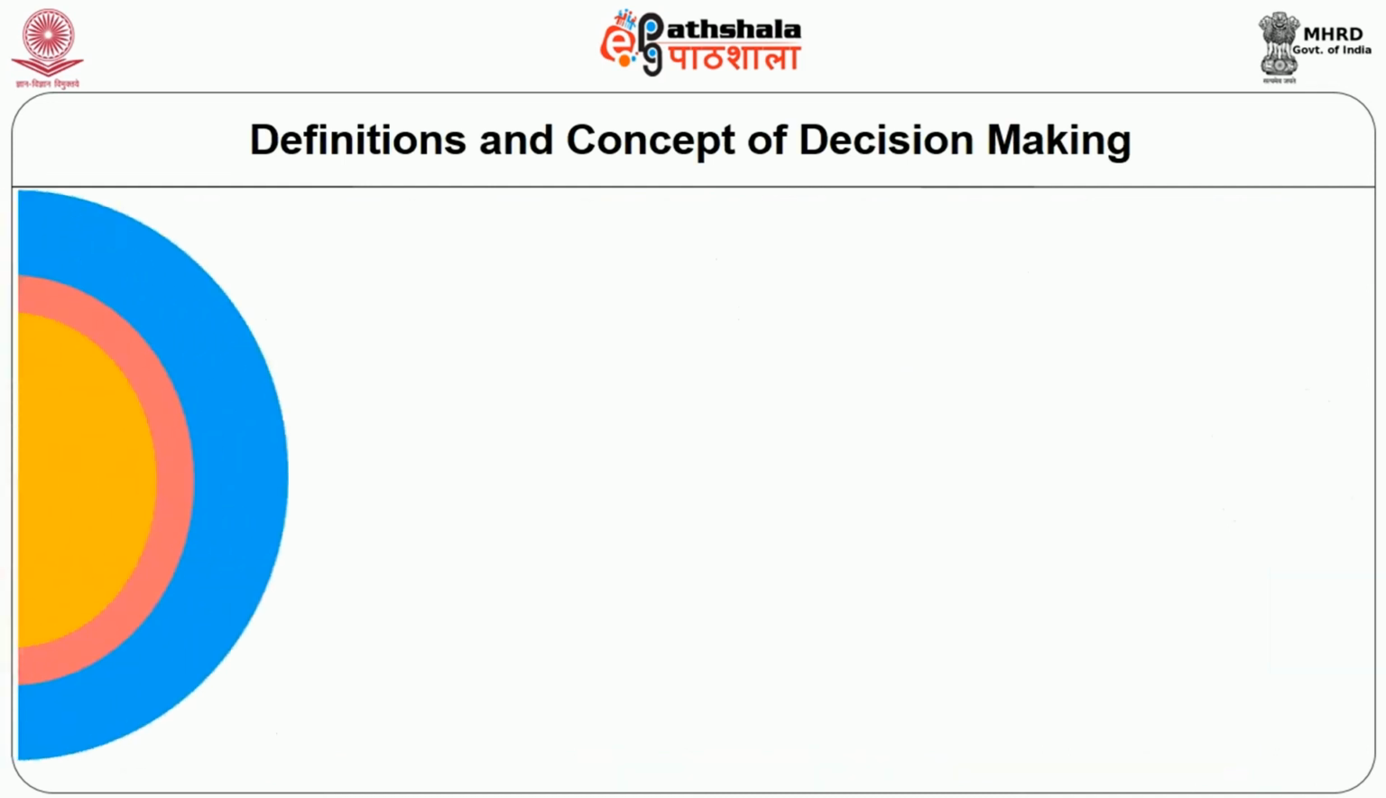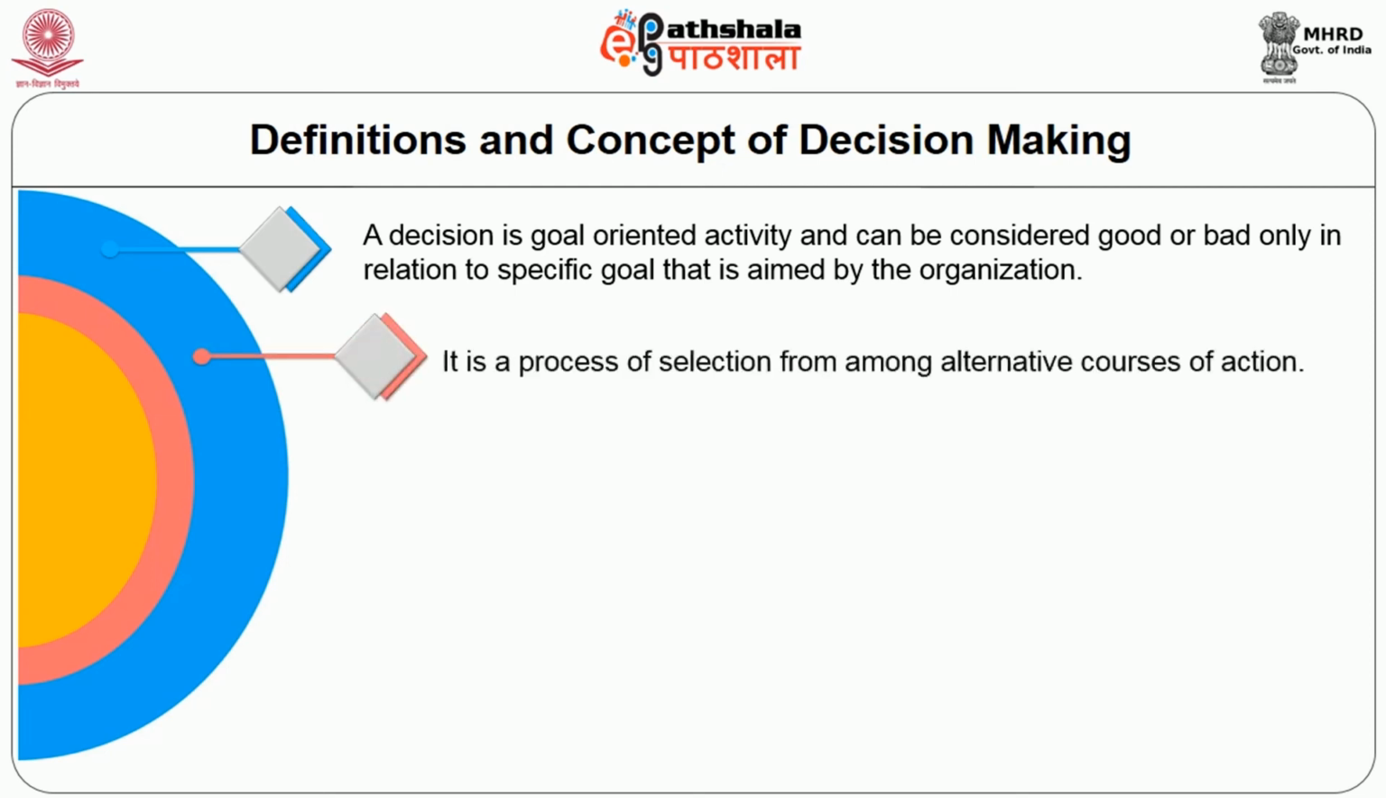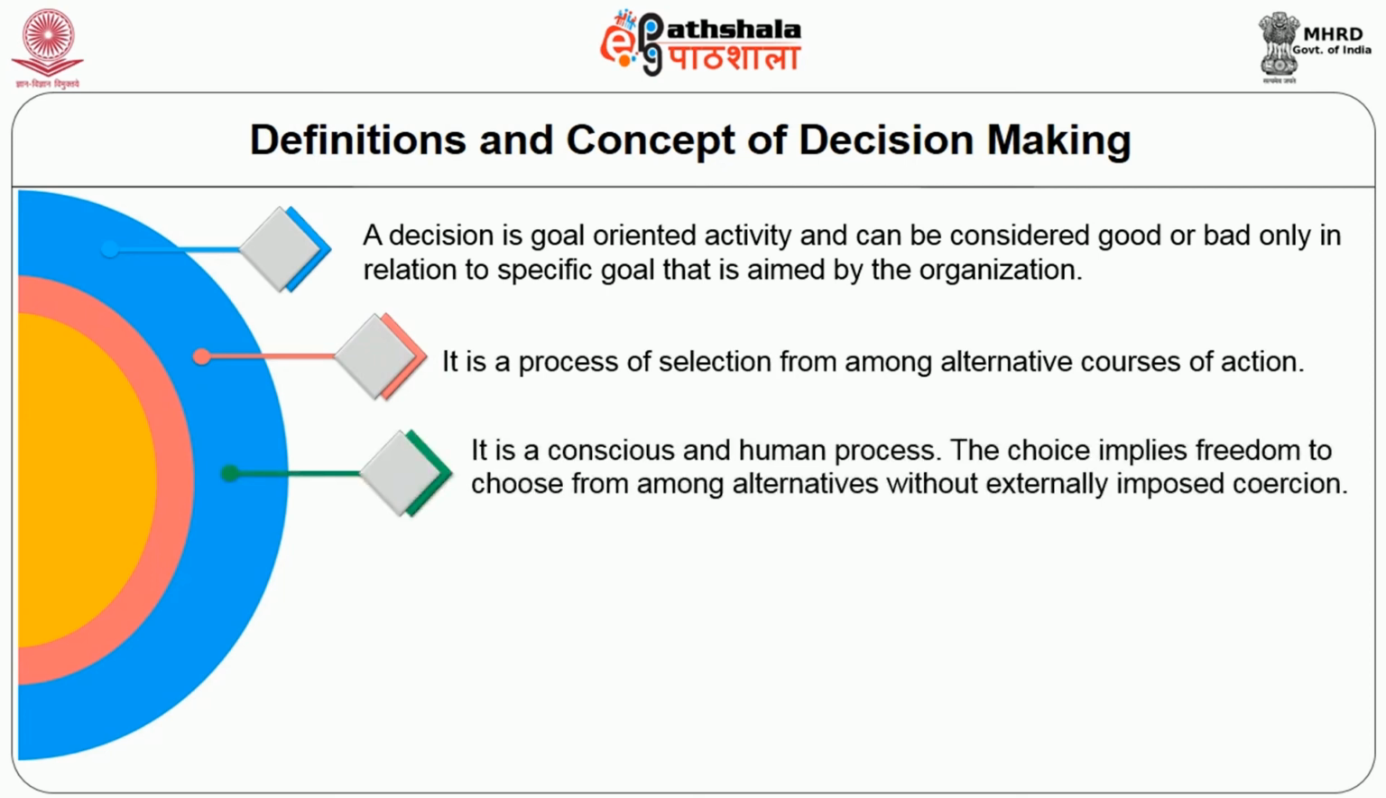From many definitions, I could reveal certain characteristics of decision making. Decision making is a goal-oriented activity and can be considered good or bad only in relation to the specific goal that is aimed at by the organization. It is a process of selection from the alternative courses of action. It is a conscious and a human process. The choices should be free so that you can choose the alternatives without any externally imposed coercion.